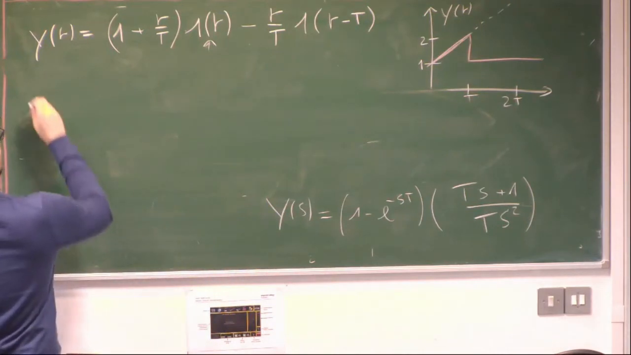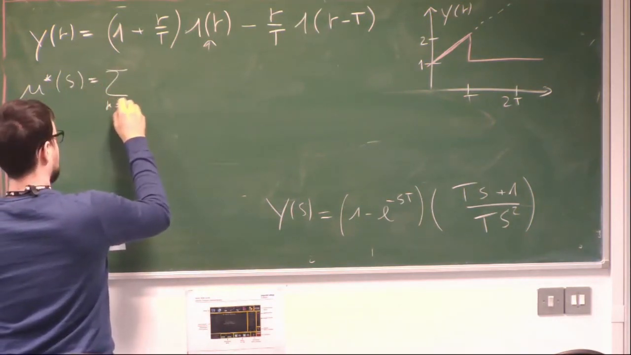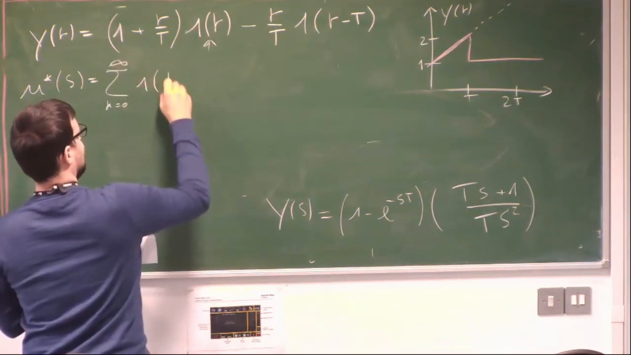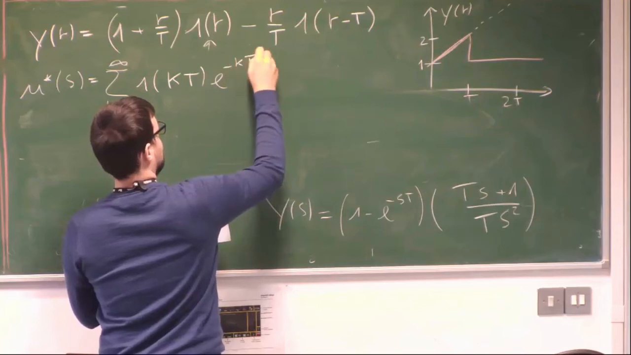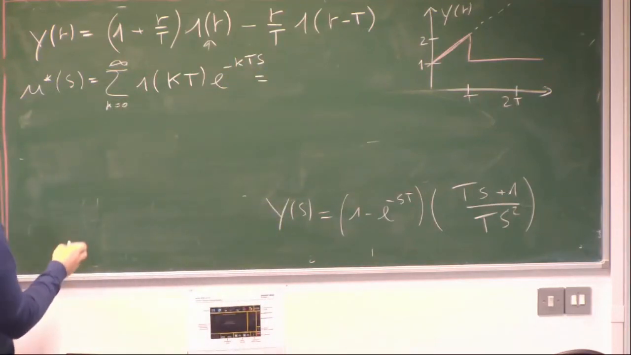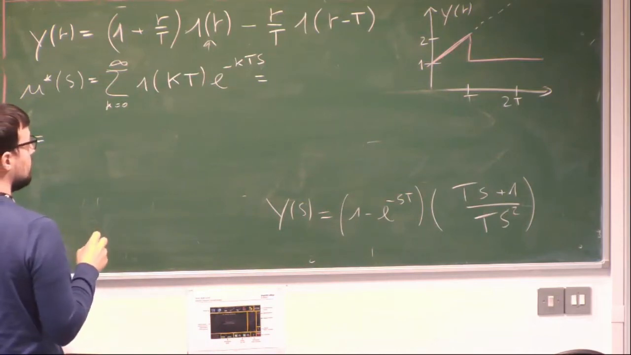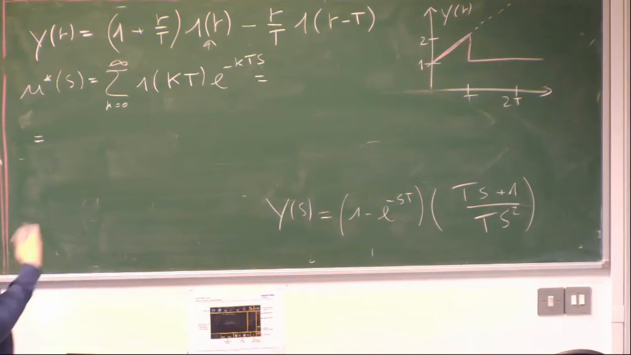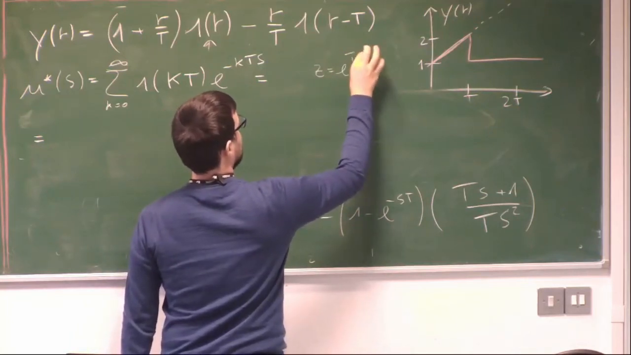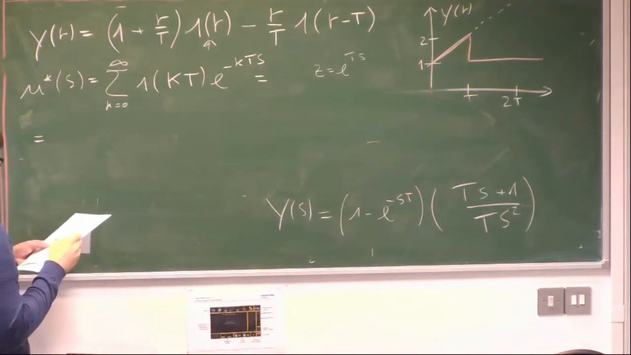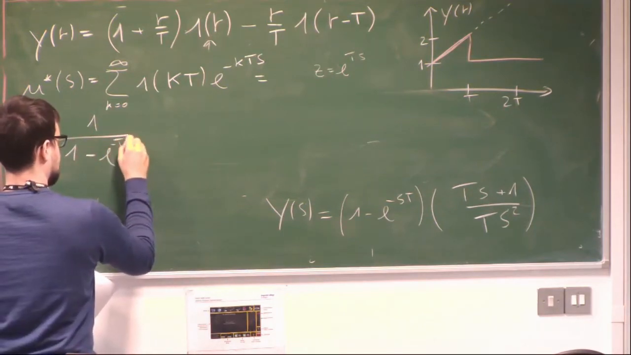Now we want to write also u star of s. U star of s is by definition the sum for k that goes from 0 to infinity of 1 of kT, so of the sampled version of the function, times e to the power minus k T s. This is the definition of the starred version of the Laplace transform. We can interpret this as a z transform, as we already said, in which z is equal to e to the power T s. So we know that this sum is equal to 1 over 1 minus e to the power minus T s.